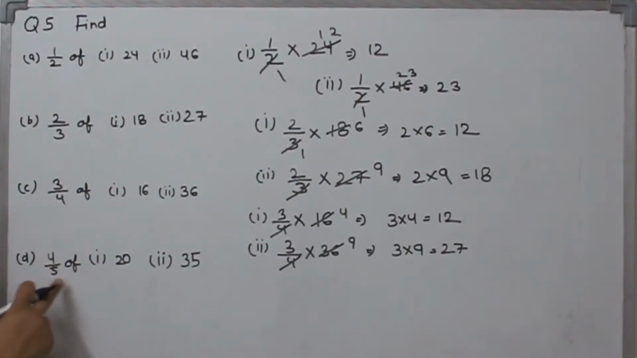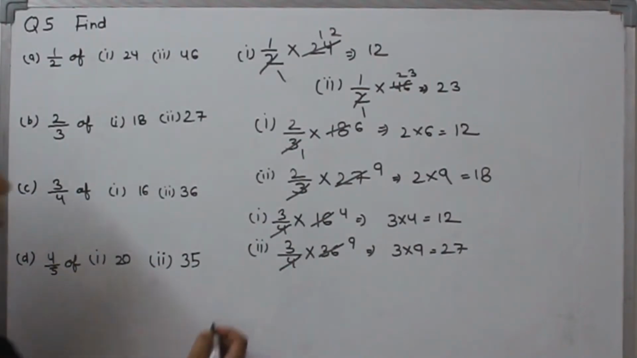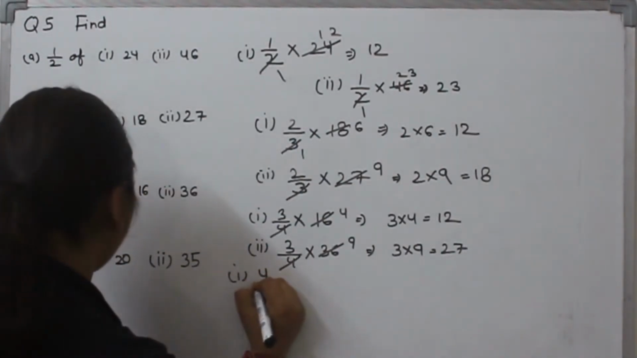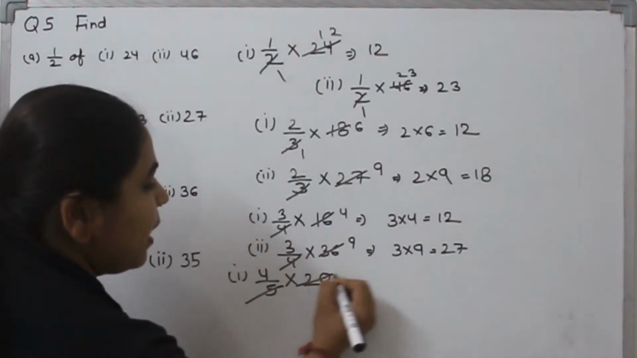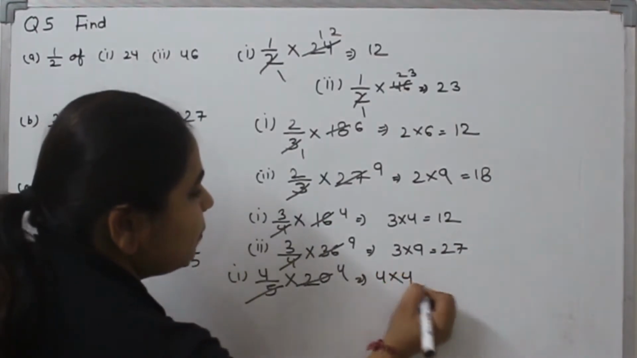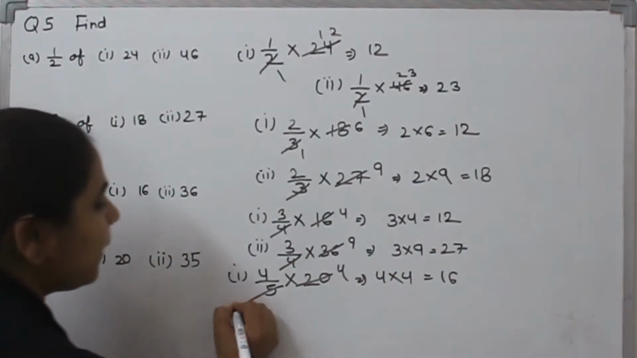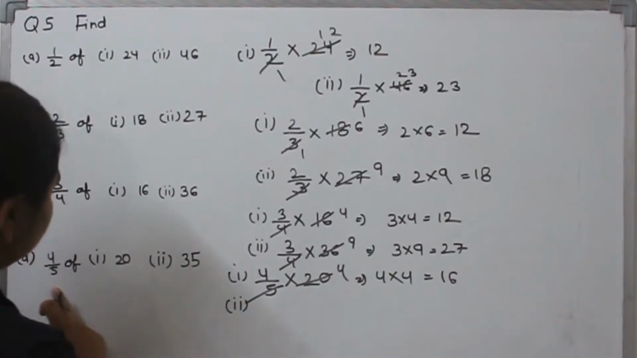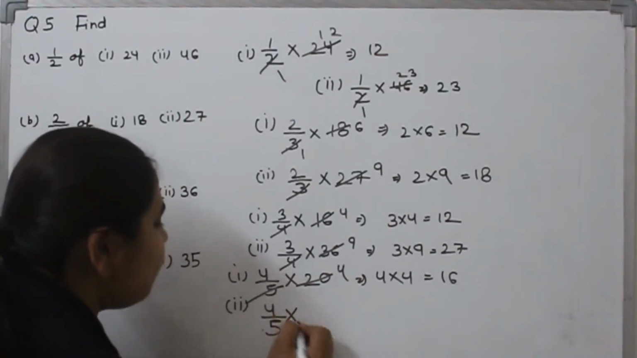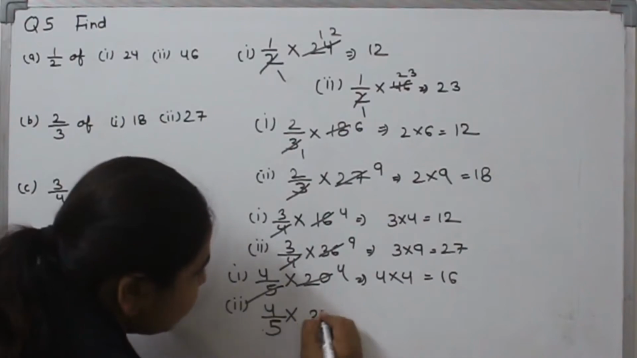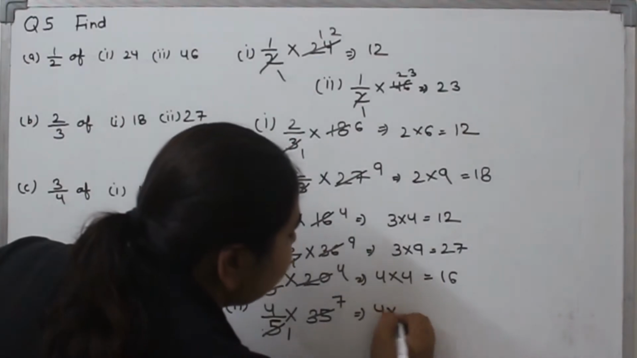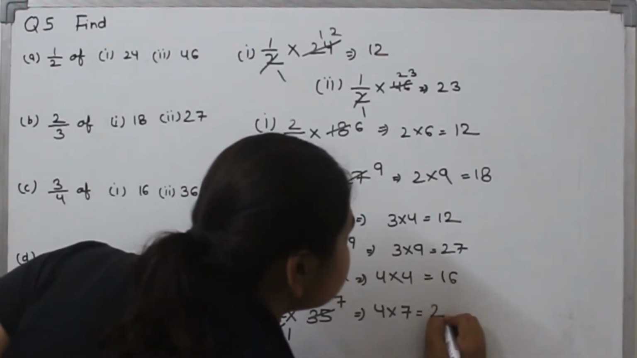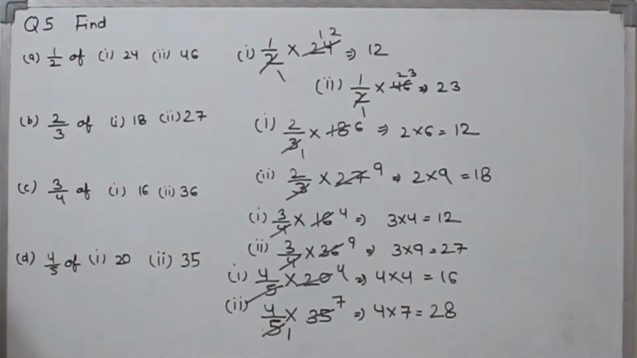Part D: 4 by 5 of part 1, 20, and part 2, 35. Part 1: 4 by 5 of means multiply, 20. 5 fours are 20. 4 multiplied by 4 is equal to 16. Part 2: 4 by 5 of means multiply, 35. 5 sevens are 35. 4 multiplied by 7, 7 fours are 28. So this is question number 5.